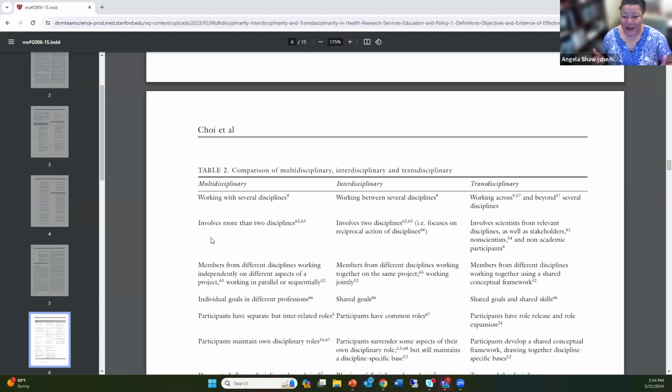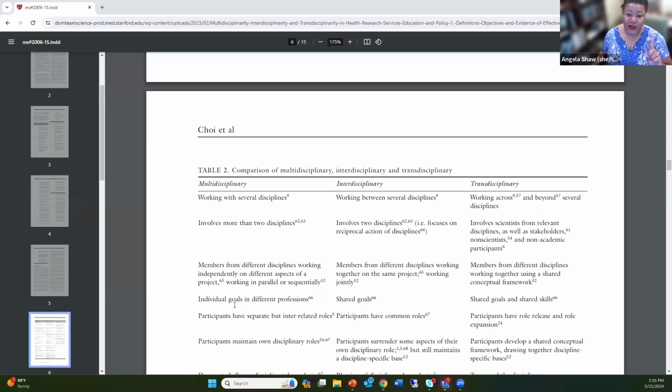So multidisciplinary means working with several disciplines. It involves more than two disciplines where members are working independently on different aspects of the project. They might be working parallel or sequentially with each other. But they also have individual goals and positions.